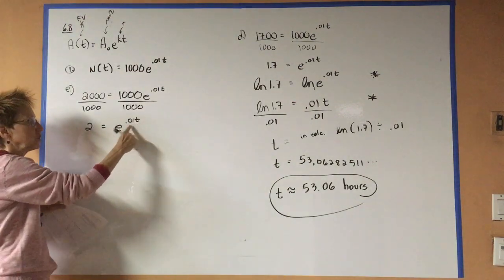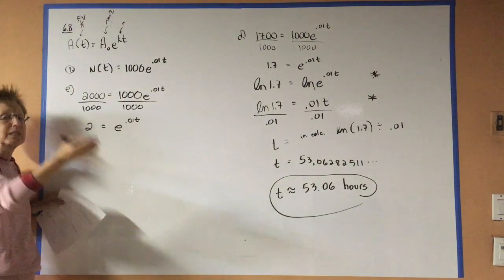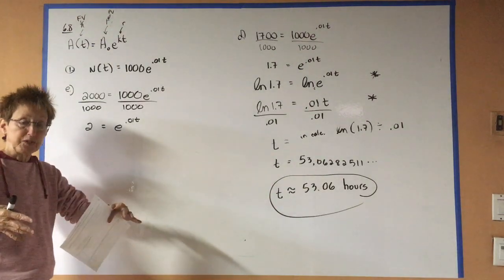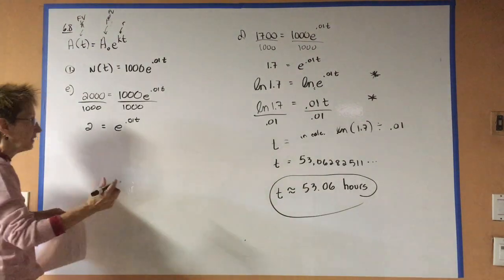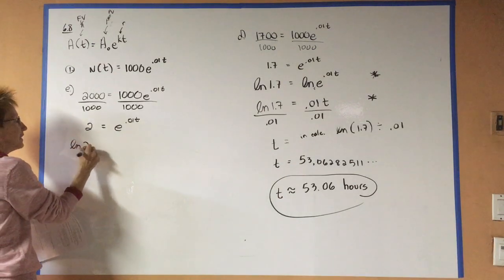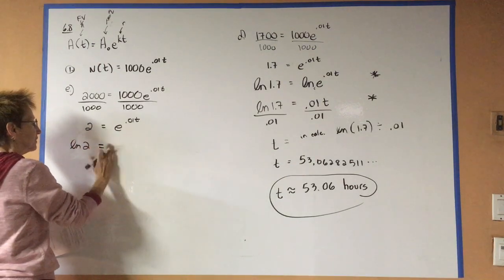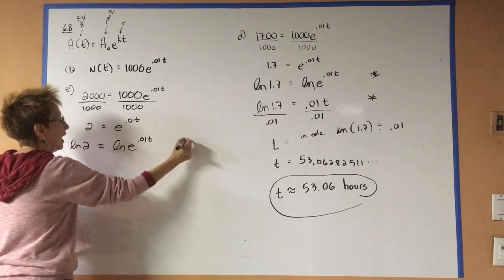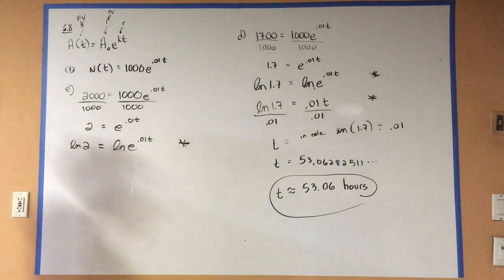This is exponential. I cannot create same basis, so I'm going to introduce a log. What log will I introduce in front of both of the terms? ln, because it will make life easier for me. So I want to see this line: ln of 2 equals ln of e to the 0.01t. I want to see that line in your work.